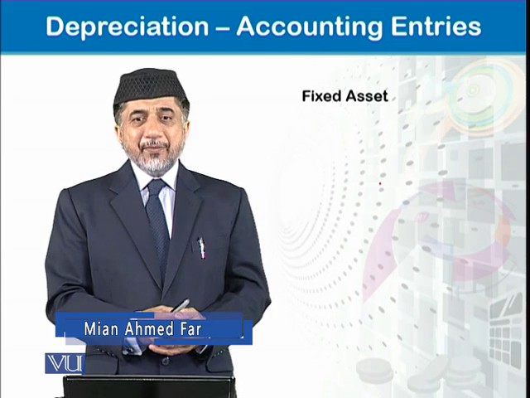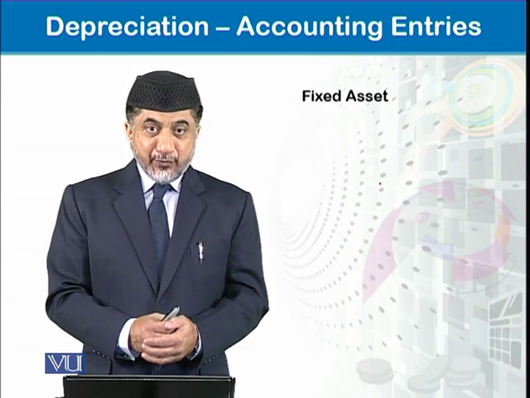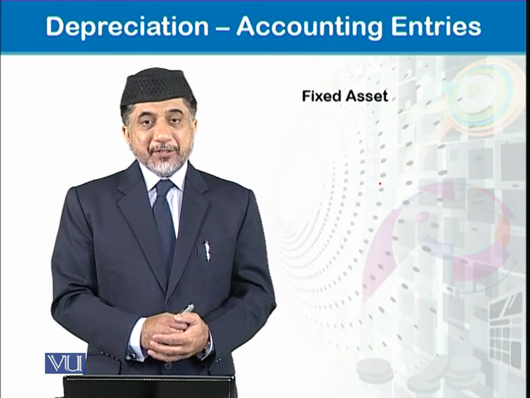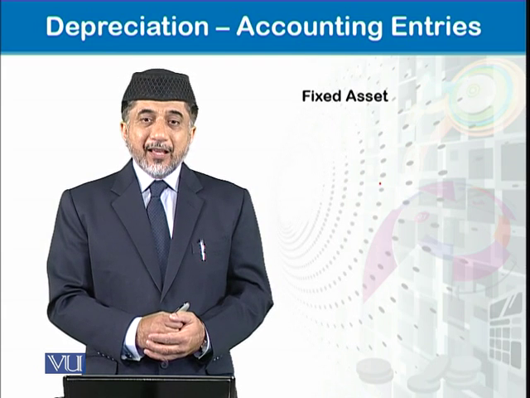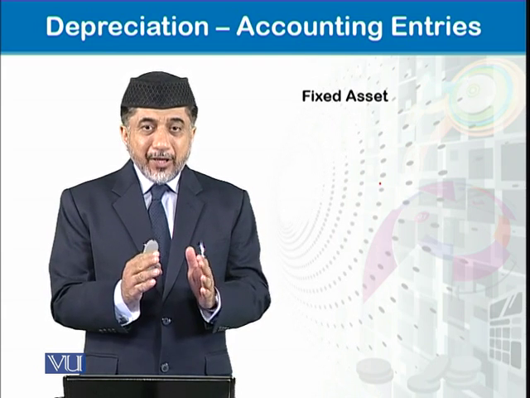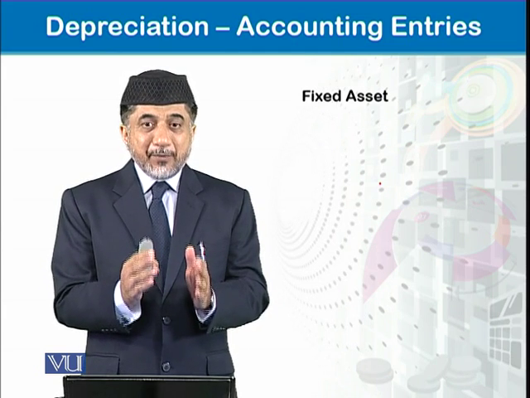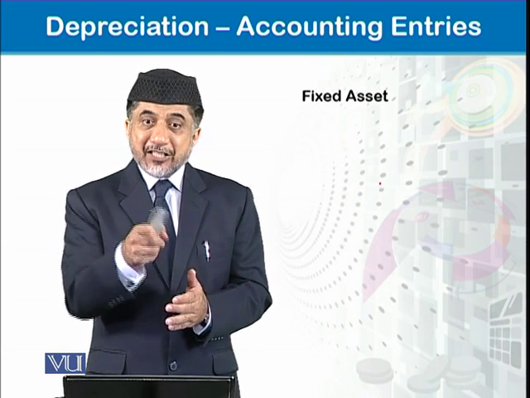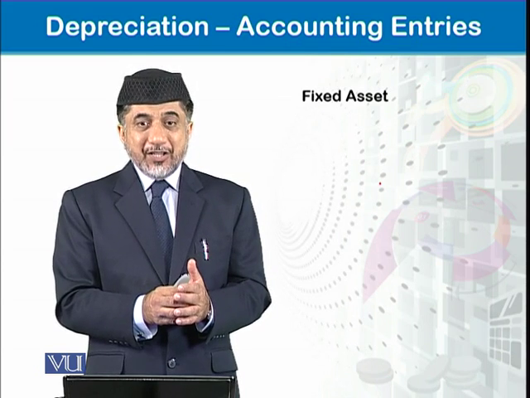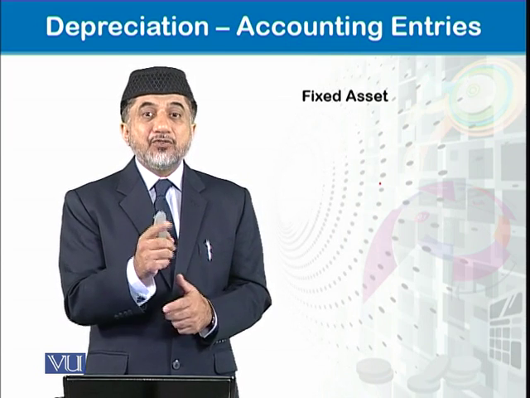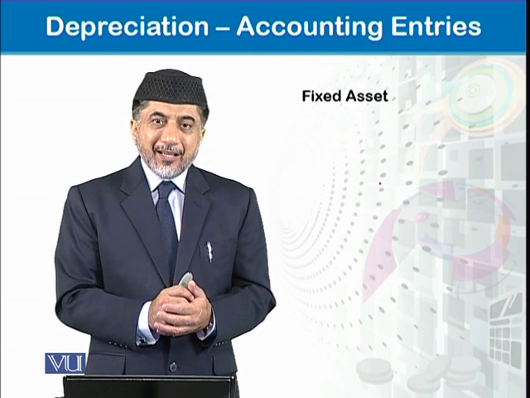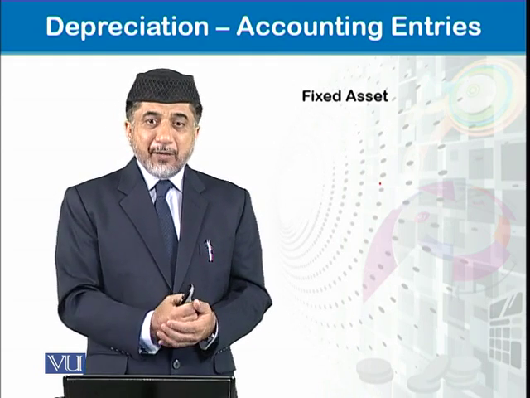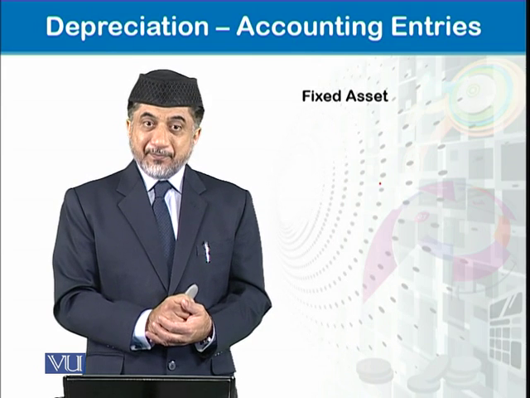People used to say that depreciation caused a decrease in fixed asset. In fact, this is a wrong concept, because if we say that depreciation is causing a decrease in fixed asset, then depreciation should be credited to the fixed asset, just as we credit the debtors account because of bad debt. Whenever bad debts are written off, debtors are reduced. But here, because of depreciation, fixed assets are not reduced.